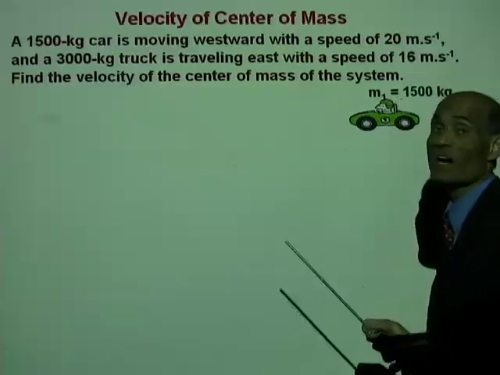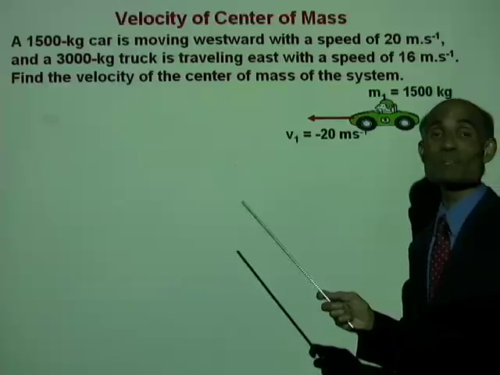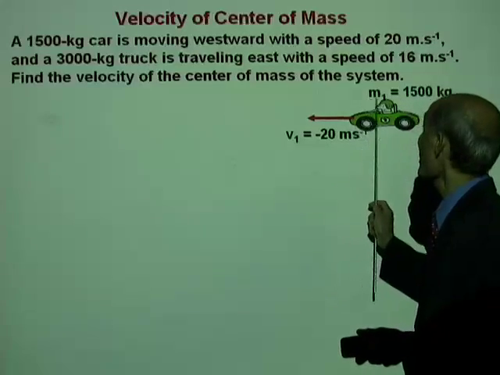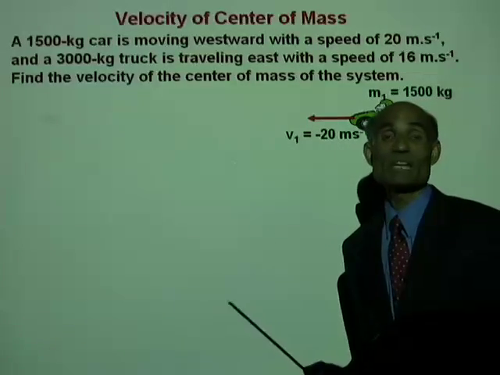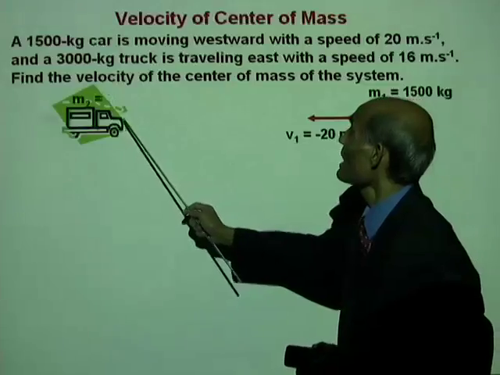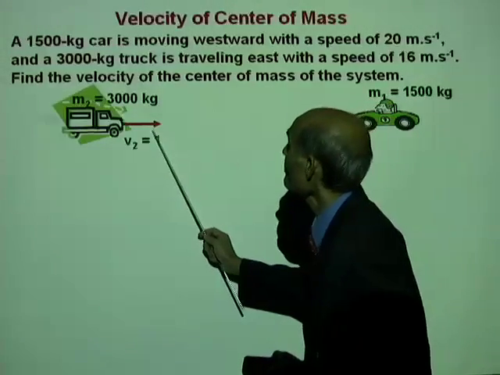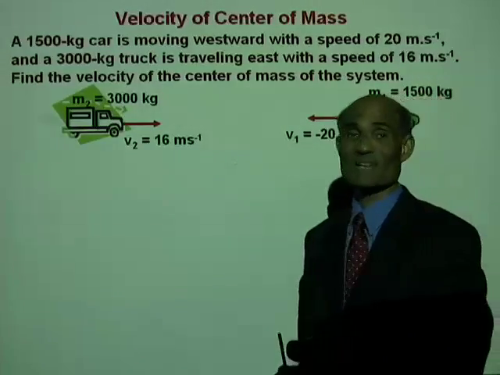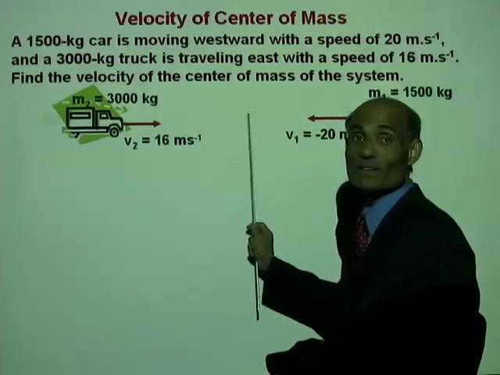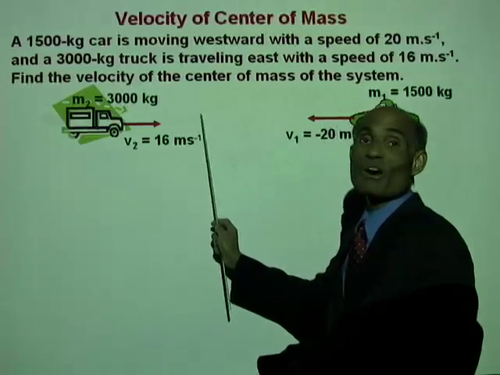Yes, there you have the car going west. A car of 1500 kilogram has a velocity v1 equal to negative 20 meters per second. Look at that. I used the westward direction as negative. So m1 is 1500 kilogram. v1 is negative 20 meters per second. And now I have another car, a truck, that goes east. Its mass m2 is 3000 kilogram. Its velocity v2 is 16 meters per second. Where is its center of mass? Its center of mass will be closer to the truck than to the car. It will be somewhere here.